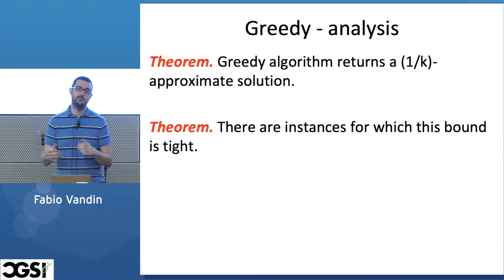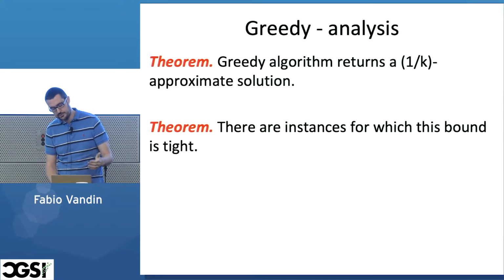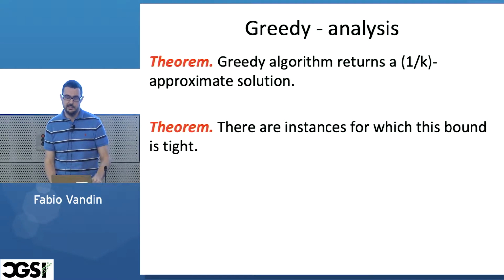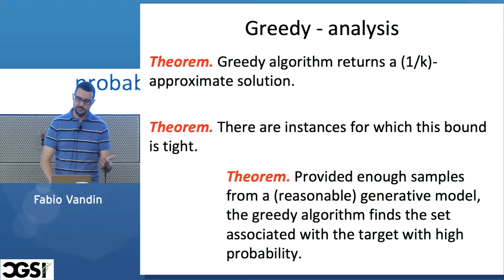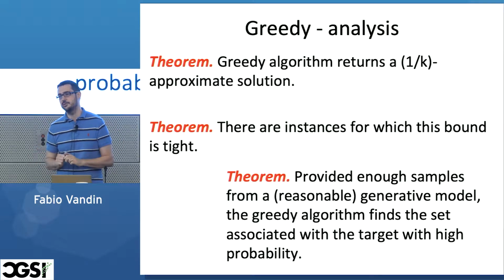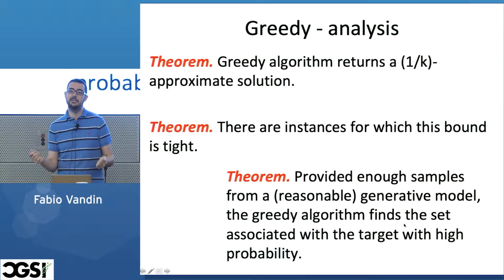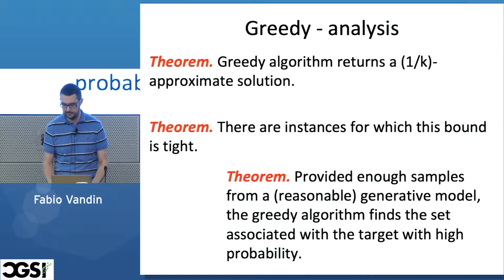But this is a type of a worst case analysis. And so what we did instead was also do a type of a probabilistic analysis in which if you assume that the data that you get is not adversarial but comes from a generative model in which a set of genes is associated with your target and the other mutations are essentially random, then we can prove that if you have enough data, your greedy algorithm will really find the set of genes associated with the phenotype. Okay, so this is for the greedy algorithm.